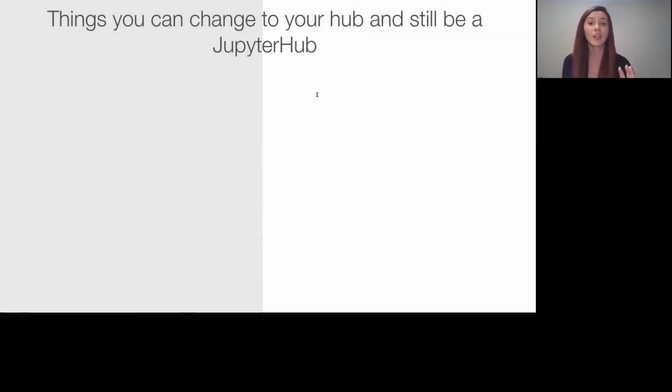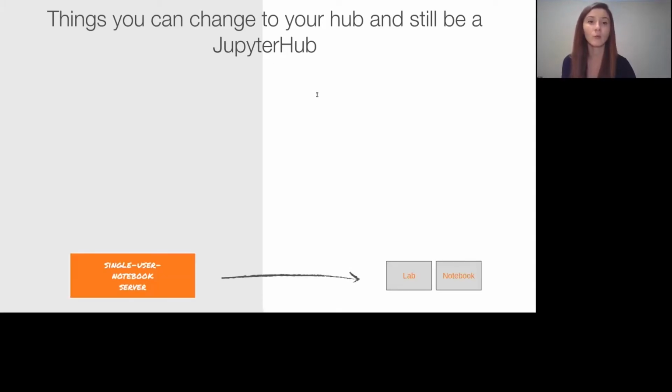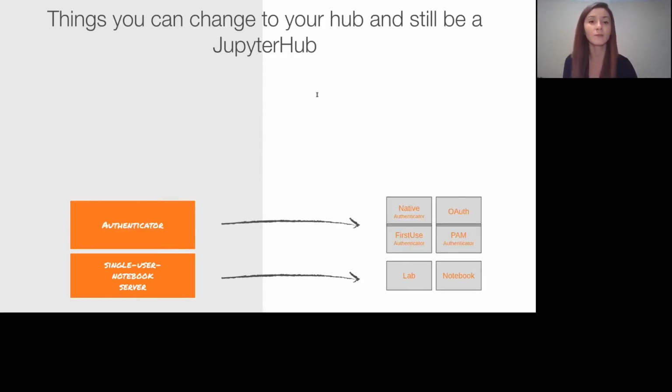So you can change pretty much every main component of JupyterHub and still be able to call it JupyterHub. You can choose the interface you want to be shown when accessing your single user notebook server. So we already said JupyterLab or the classical notebook interface. You have lots of authenticators to choose from. Some examples: native authenticator, first use authenticator, PAM, or other external services.